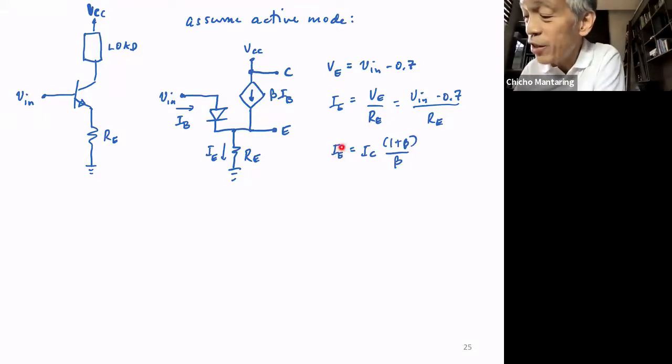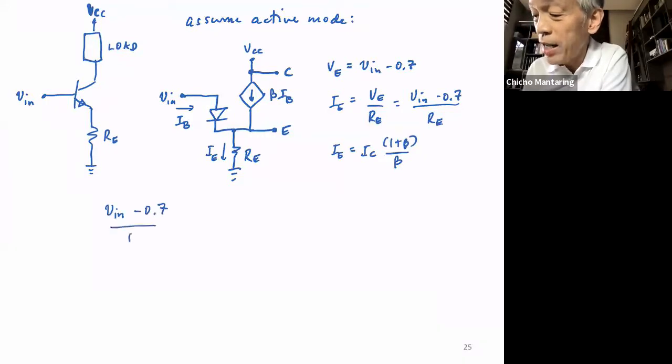Remember that IE is always larger than IC. No? So you should multiply IC by a number that is greater than 1. So this is a number greater than 1 to get IE. Right? So V in minus 0.7 over RE, okay, is what? Is equal to IC times 1 plus beta over beta.